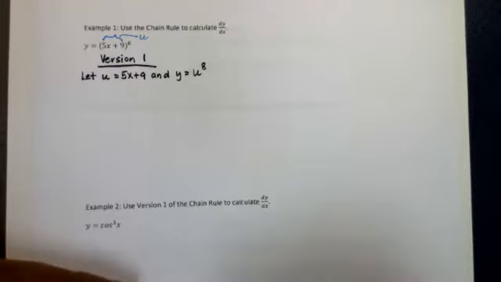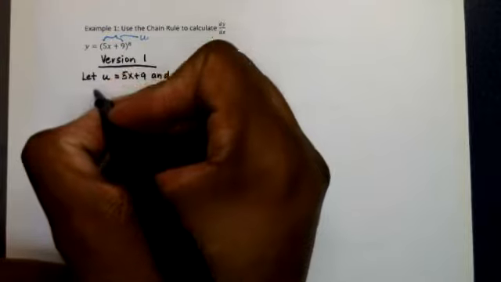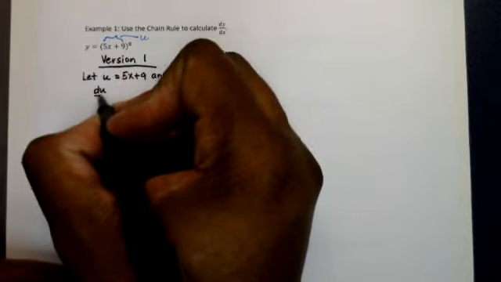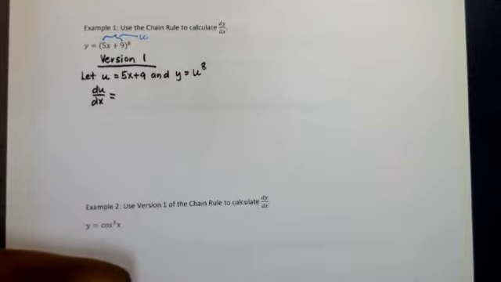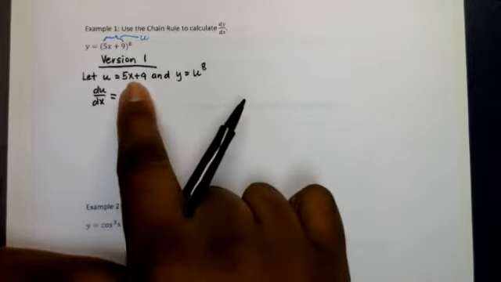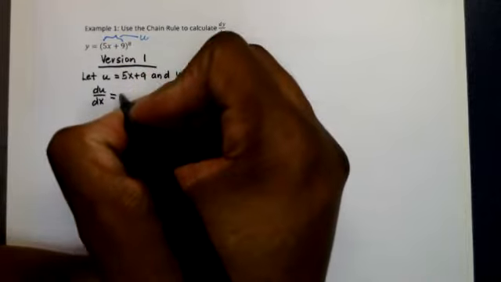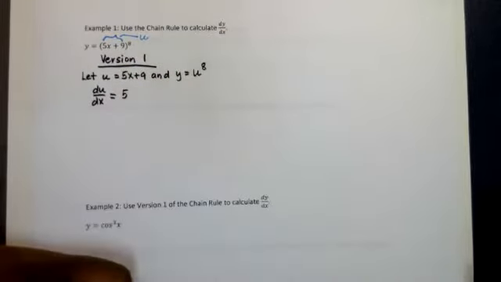So u is equal to 5x plus 9, and y will be equal to u to the 8th. Now let's calculate du dx. Because u is in terms of x, du dx would be equal to the derivative of 5x plus 9, which is 5. So du dx will be equal to 5.